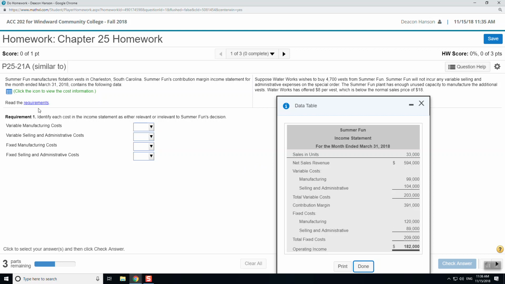Okay, so the problem is broken down into 3 requirements. The first requirement is identify each cost in the income statement as either relevant or irrelevant to Summer Fun's decision. That means: is that cost something that's going to be different whether we make the decision or not? That's one way you could determine whether it's relevant or not. Looking back up here, it says they wouldn't have any additional variable selling or administrative expenses, but it sounds like they would have additional variable manufacturing costs. So I would say this one is relevant and this one is irrelevant. And of course fixed cost seems to stay the same, so it's probably not relevant, right?